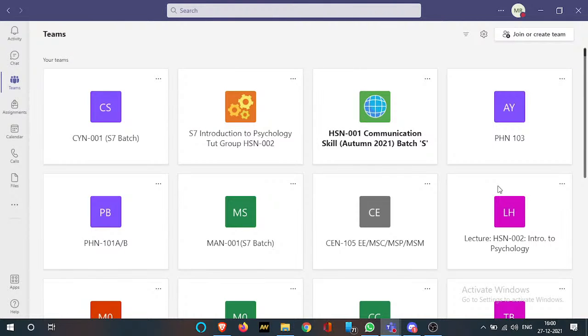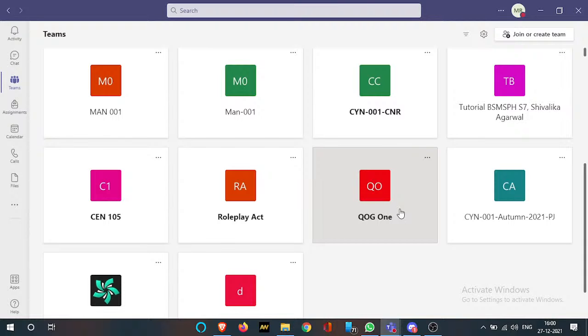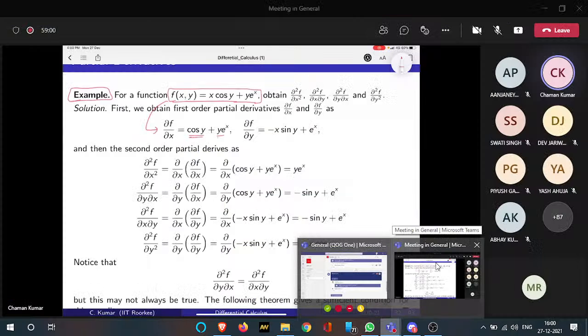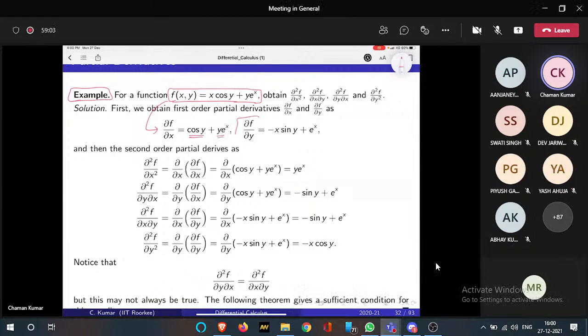The first term is x cos y. With respect to x, we have to treat y as constant, so this derivative will be cos y. In the second term, y is constant, so the derivative of the second term will be y e raised to x. Similarly, you can calculate the derivative with respect to the variable y by treating x as constant.